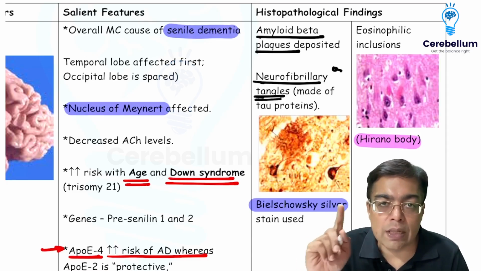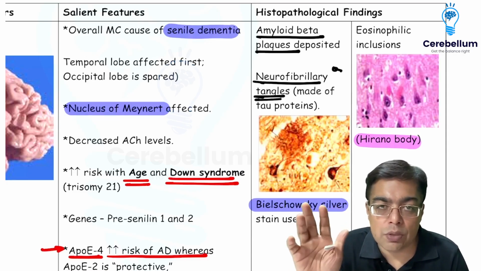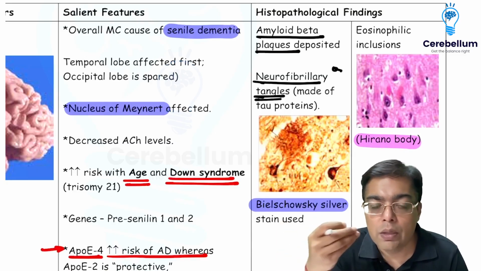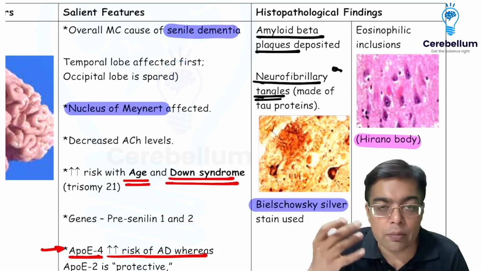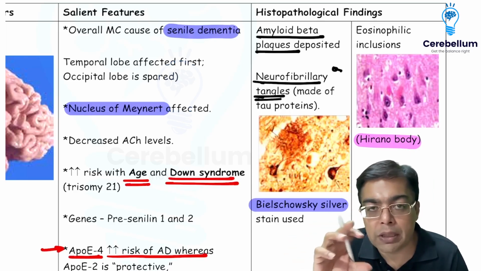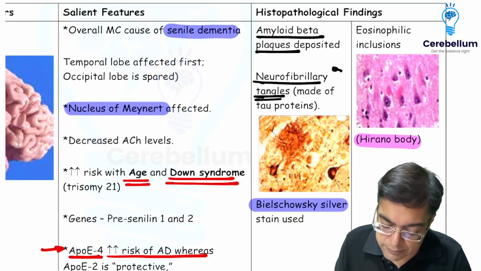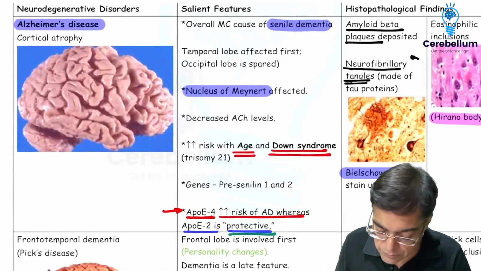So cortical atrophy, senile dementia, nucleus basalis of Meynert, degeneration of acetylcholine, involvement of the temporal lobe, presence of amyloid beta plaque, neurofibrillary tangle, Bielschowsky stain, Hirano body, apolipoprotein E4 and E2. Those are the important things that you need to remember about Alzheimer's disease.